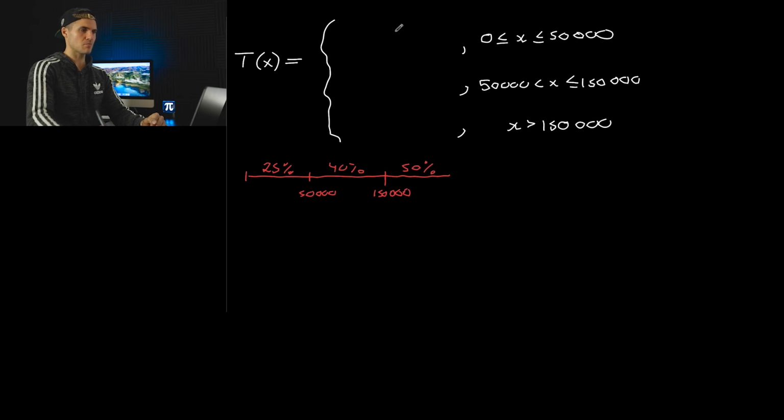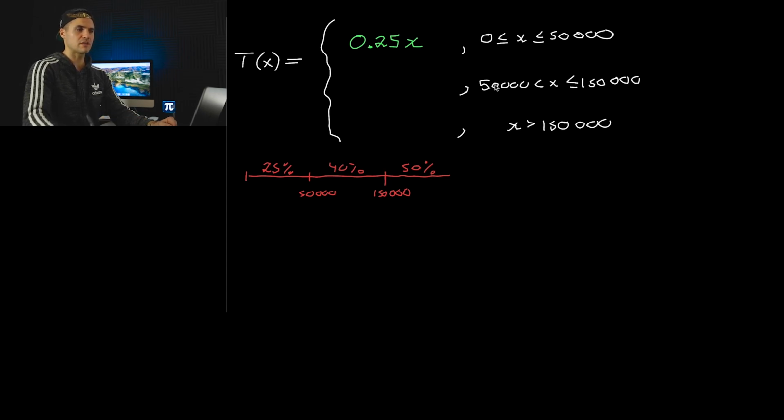So let's go into making this first piece right here. So that's if your income is between 0 and 50,000, right? So that's going to be right here. Well, if your income's between 0 and 50,000, the whole thing is just going to get taxed at 25%. So that's going to be fairly easy, right? You're just going to take whatever income you make and multiply it by 0.25. So that's going to be the function for the first piece.